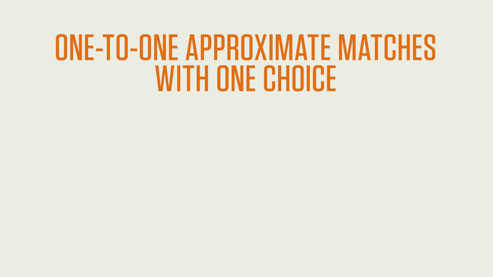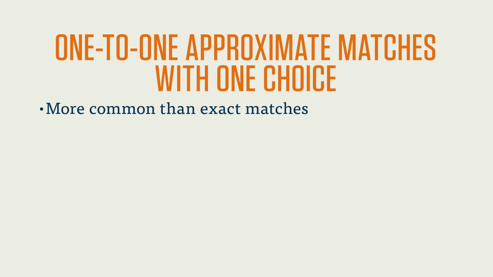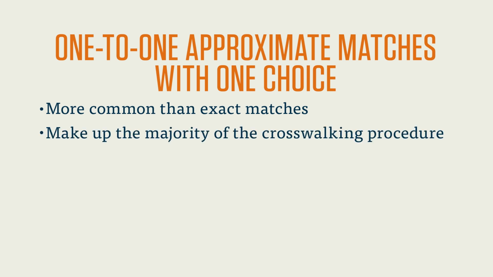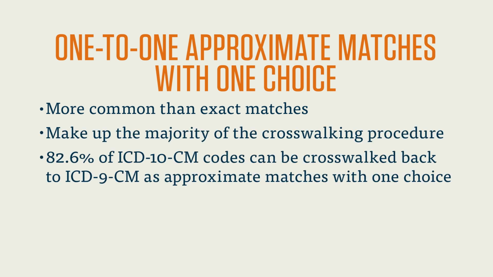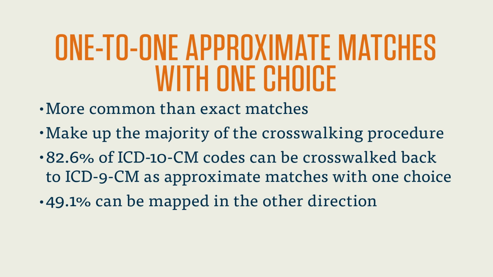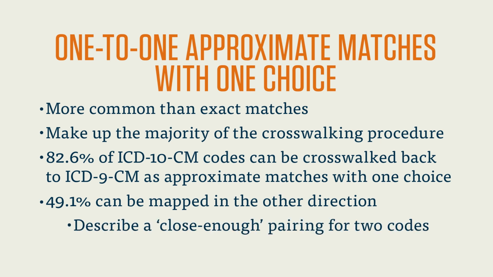One-to-one approximate matches with one choice. Notably more common than exact matches, approximate matches with one choice make up a majority of the crosswalking procedure. 82.6% of ICD-10-CM codes can be crosswalked back to ICD-9-CM as approximate matches with one choice, and 49.1% can be mapped in the other direction. Matches like this describe a close enough pairing for 2 codes.